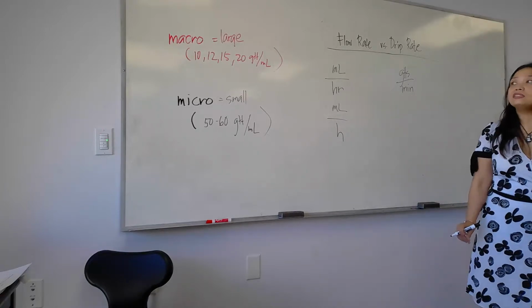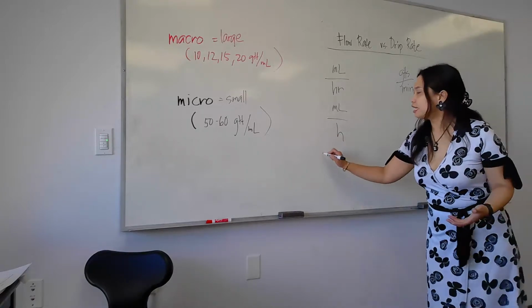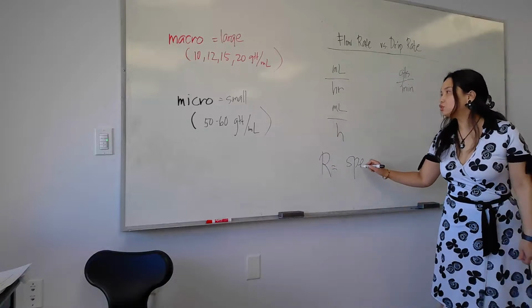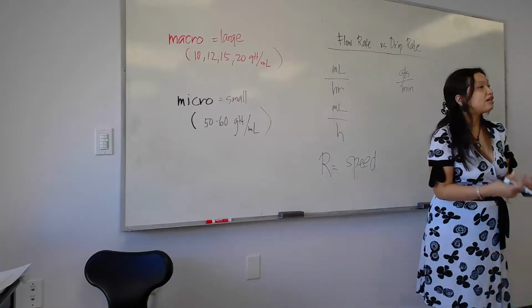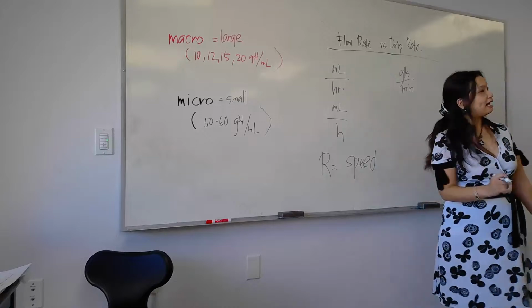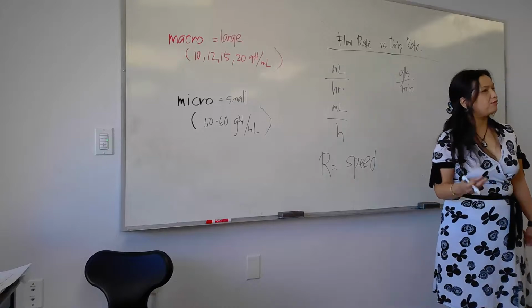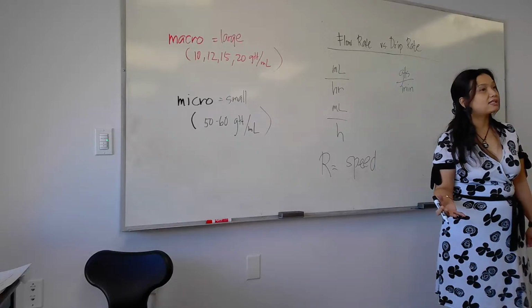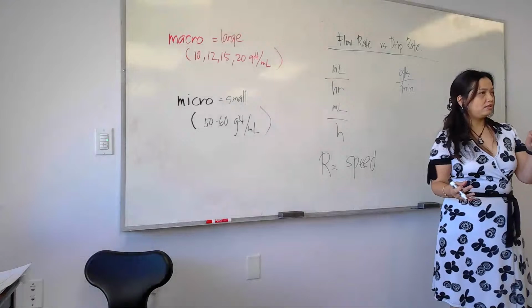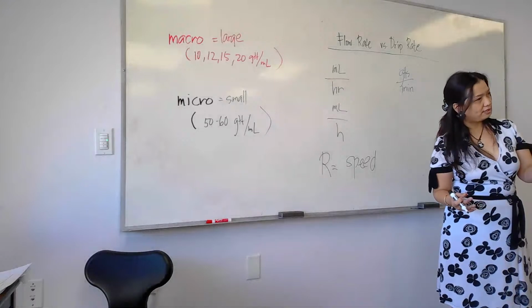Okay. What is rate? Rate is R. Rate means speed. How fast? This many ml per hour. How fast will it drip? How fast will it flow? Is that clear? And there are two formulas for flow rate and drip rate.